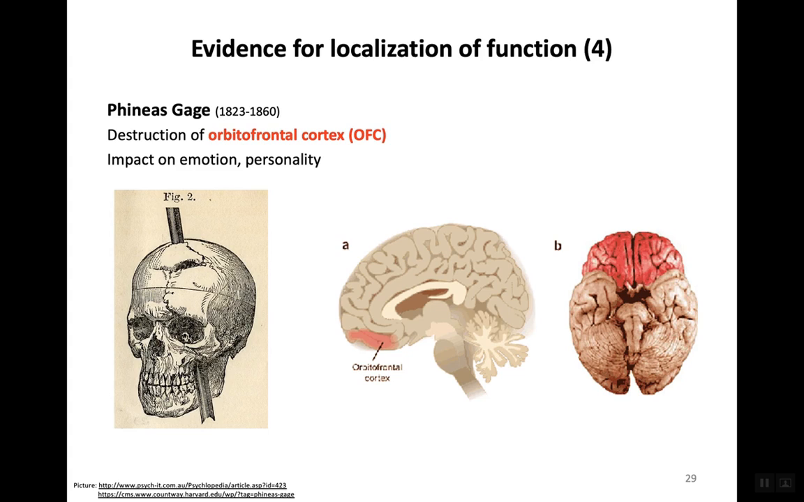Surprisingly, both to his colleagues and to the medical world at the time, he made a surprising recovery. He was able to survive it, and in many ways he was the same. Yet over time he seemed to suffer from changes in personality, in the way in which he experienced emotion, to such an extent that his doctor decided that Gage is no longer Gage. Hence, for a long time, it was believed that orbitofrontal cortex is responsible for emotion and personality.